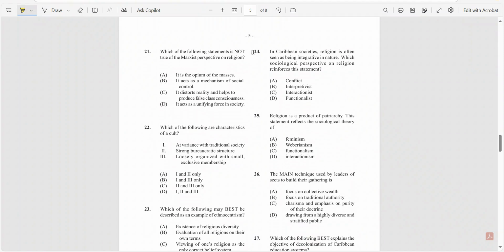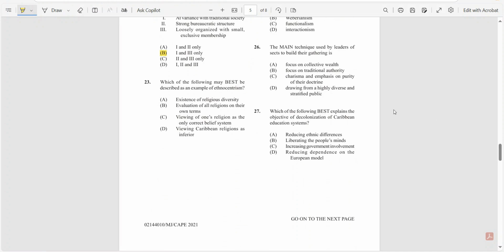So the following statement is not true of the Marxist perspective on religion. Alright, so Marxist does not believe that religion is a unifying force in society. So that's D. Which of the following are characteristics of a cult? 1. At variance with traditional society. 2. Strong bureaucratic structure. Or 3. Loosely organized with small exclusive membership. And the answer is 1 and 3.